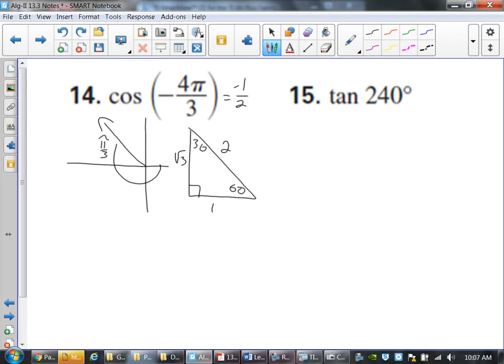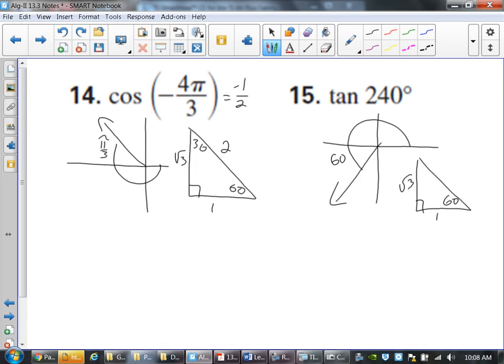240. 240 drops you to which quadrant? Good, so 240 drops you to the third quadrant. Here's 180. 240 is how far off the x-axis? 60. What's your reference angle? 60. A 60-degree reference angle means I have a 30, 60, 90 triangle: root 3, 1, 2. Tangent of 60 is root 3 over 1, so it's going to be root 3. And is tangent positive or negative there? It's positive.